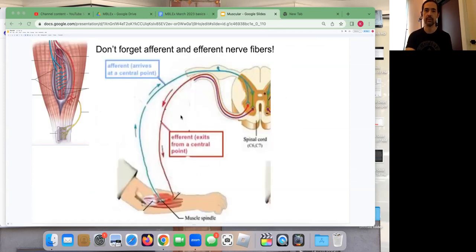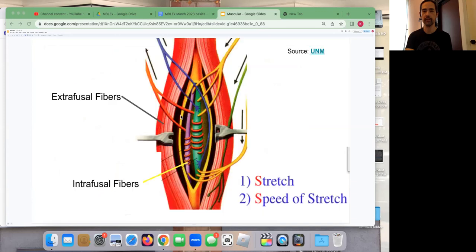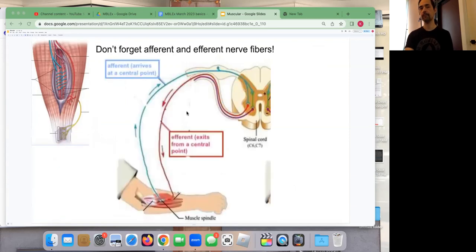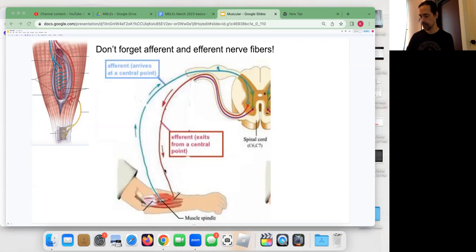Here are a couple of slides which give you a little bit more information, or just a few different views, because I want you to really be able to picture in your mind the intrafusal fibers, and also information on the afferent and efferent neurons, because they're definitely going to expect you to know the terms afferent and efferent. So, Rosie, which impulse arrives at the central nervous system? Is it the efferent with an E or the afferent with an A?